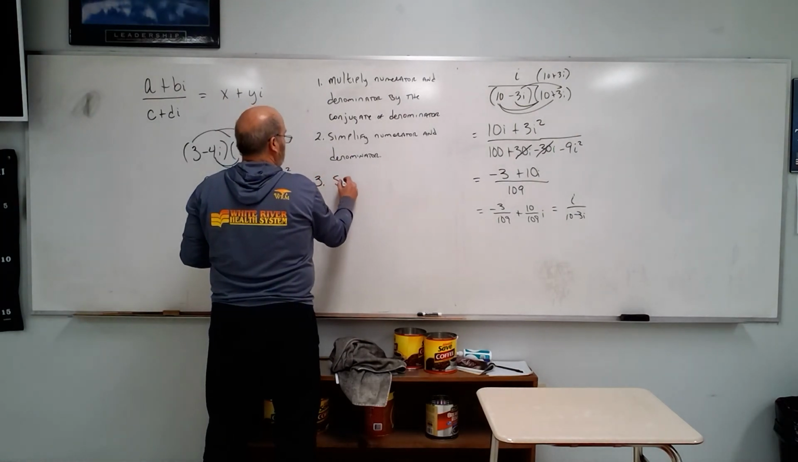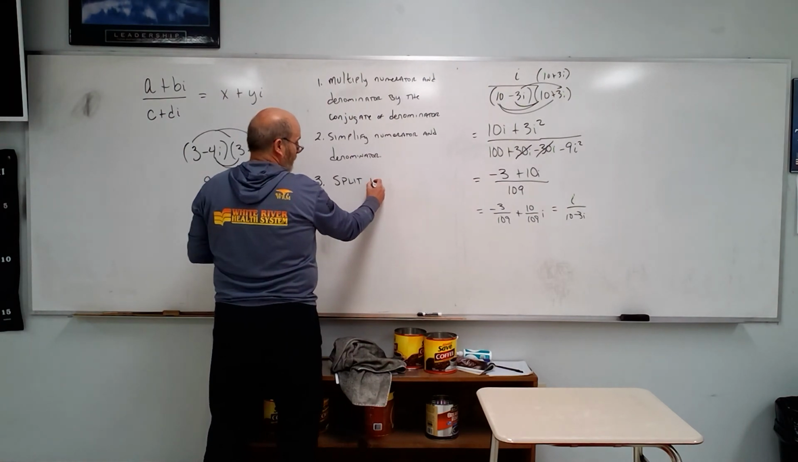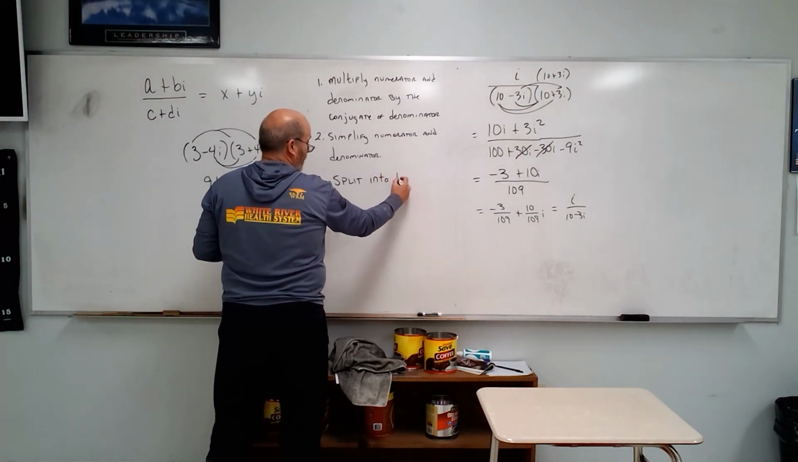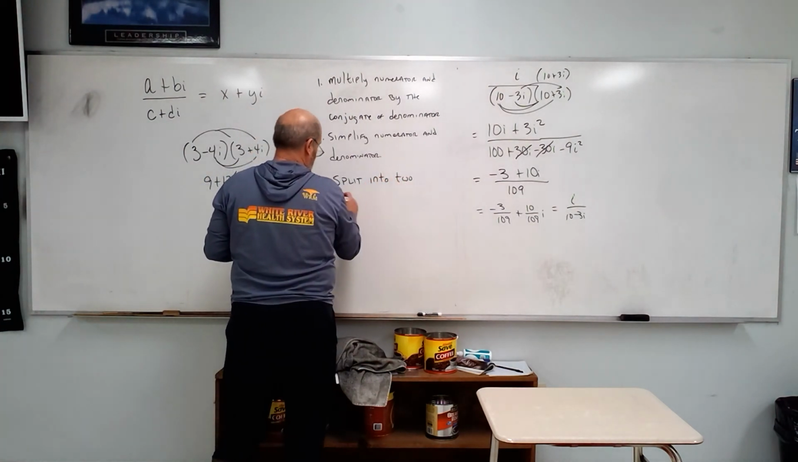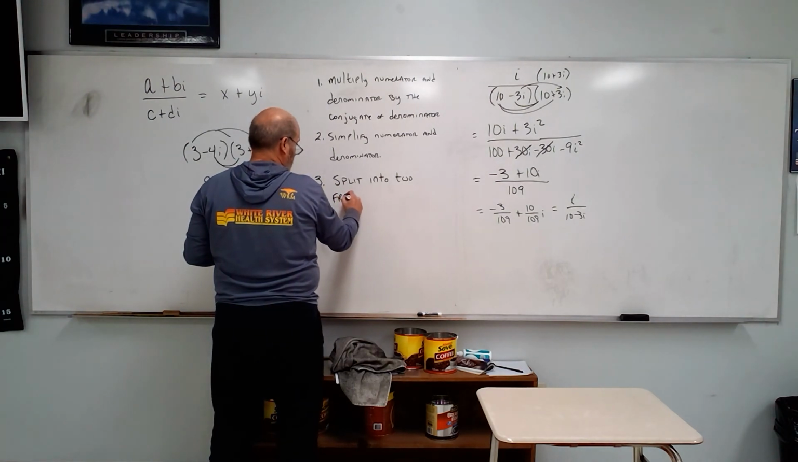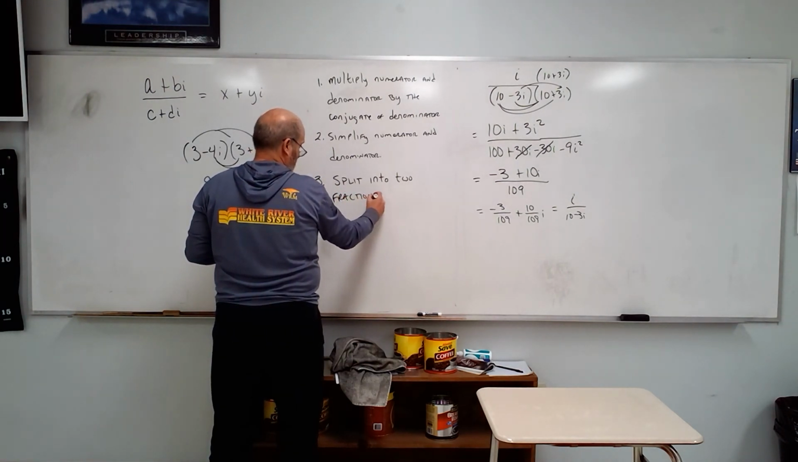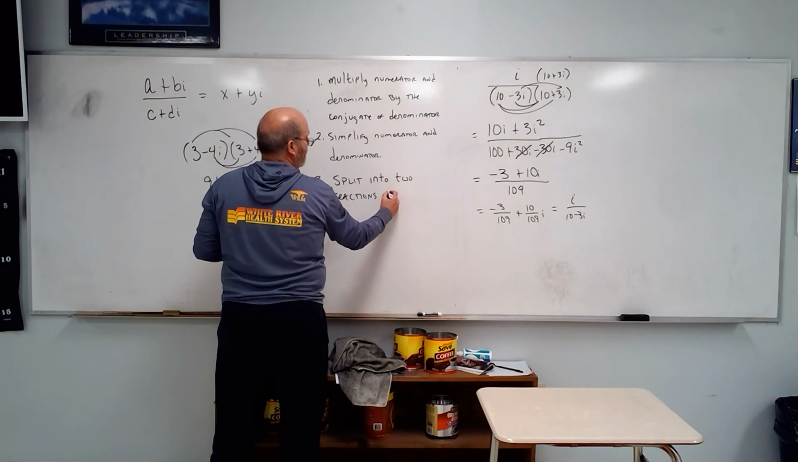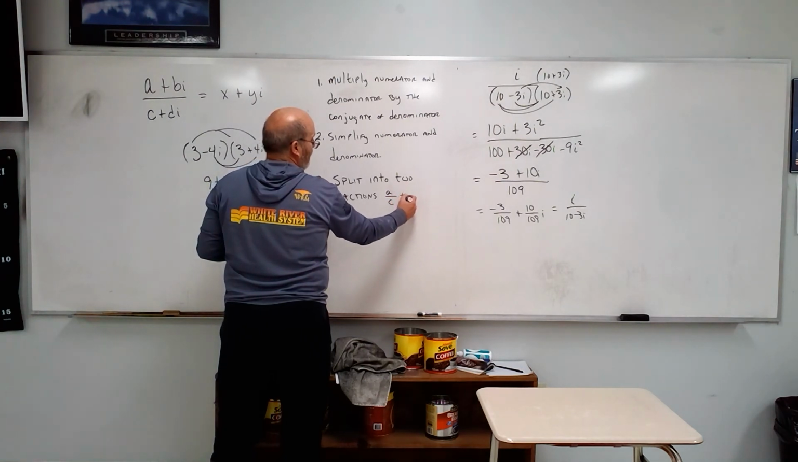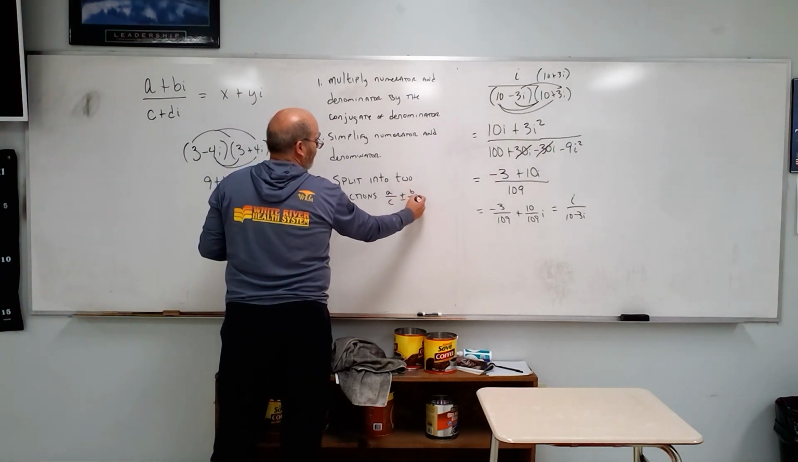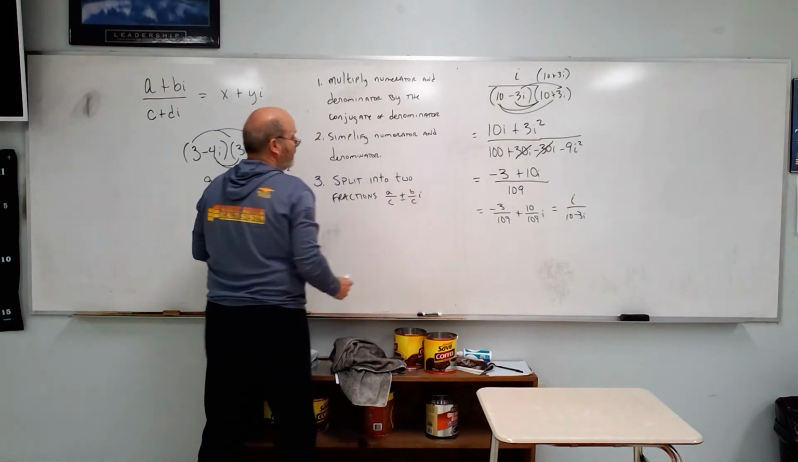Then, you split your answer into two fractions, added or subtracted, and get the answer A over some C plus or minus B over that same C times i.